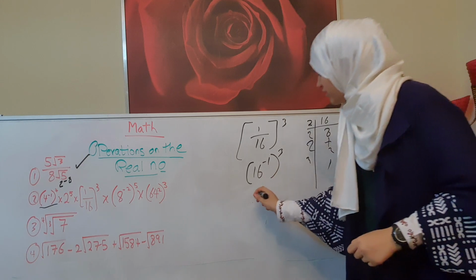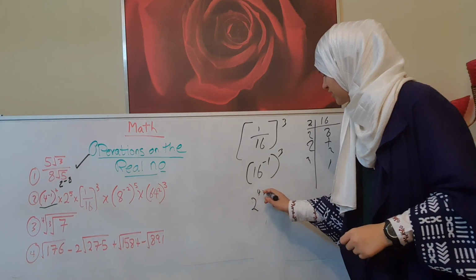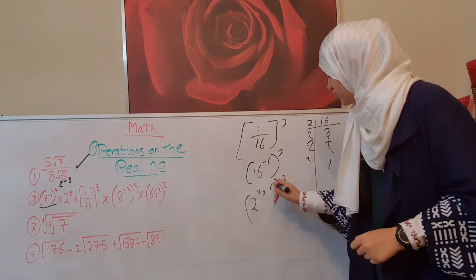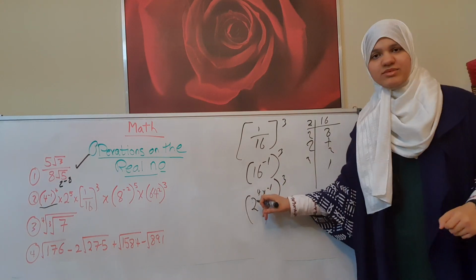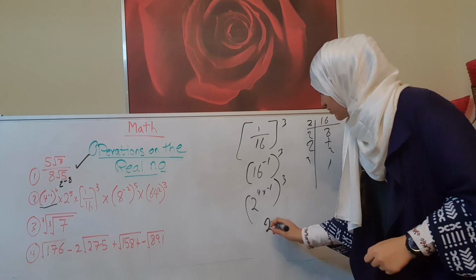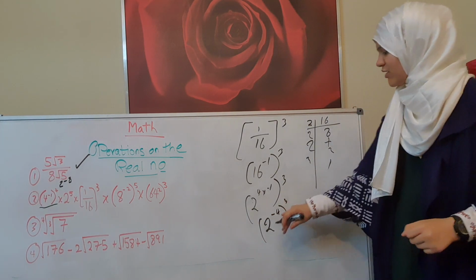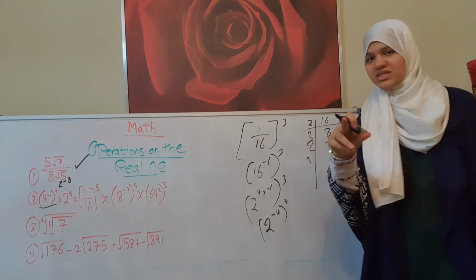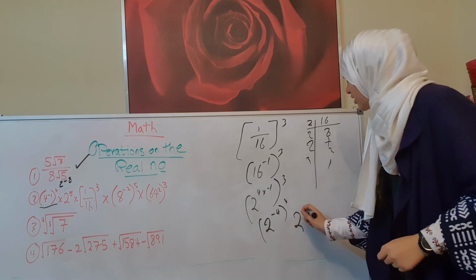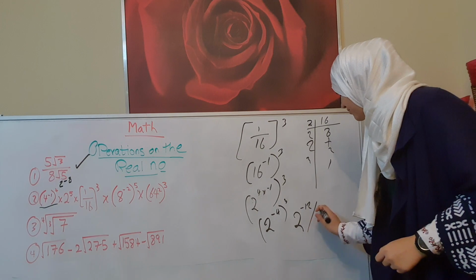So now what will we do here? 2 to the power of 4 times negative 1, the whole to the power of 3. 4 times negative 1 will be negative 4. So it will be 2 to the power of negative 4, the whole to the power of 3. The same thing, we will make negative 4 times 3, which is negative 12. So the final answer will be 2 to the power of negative 12.